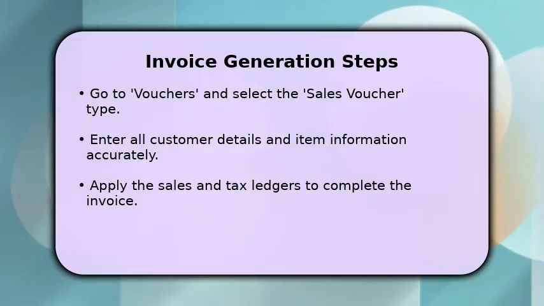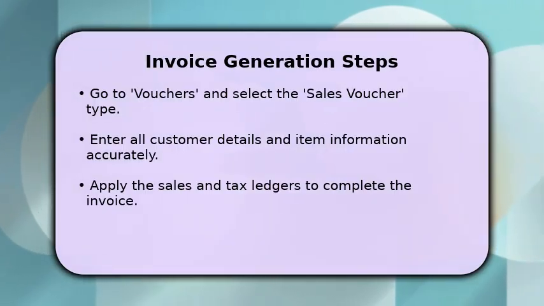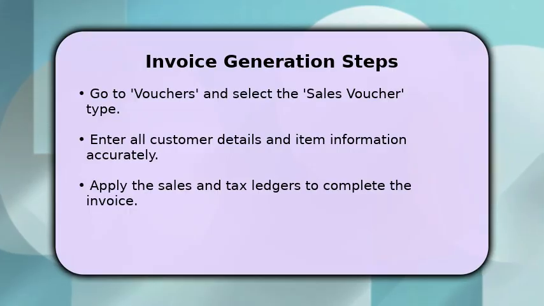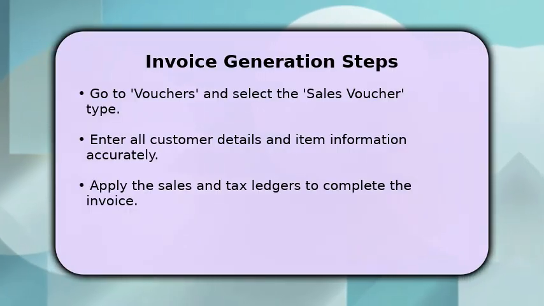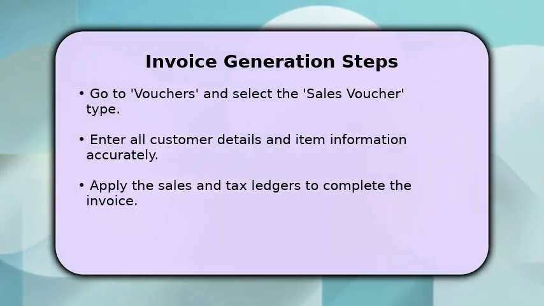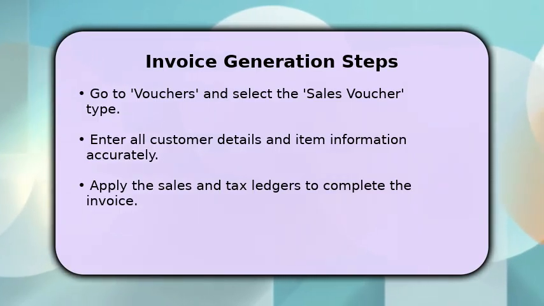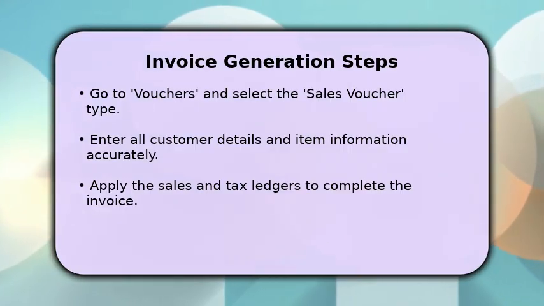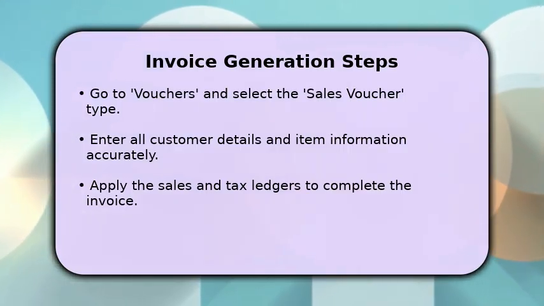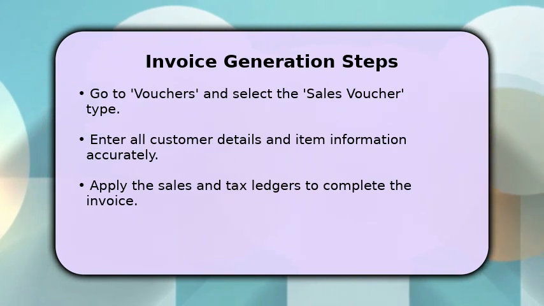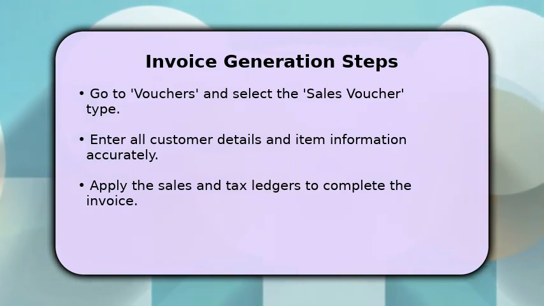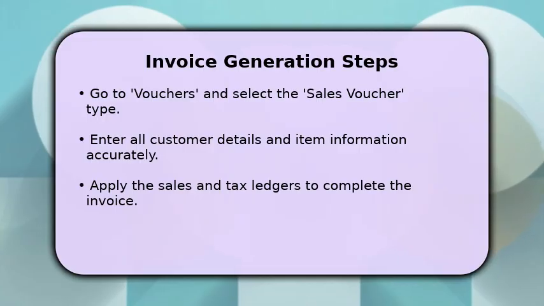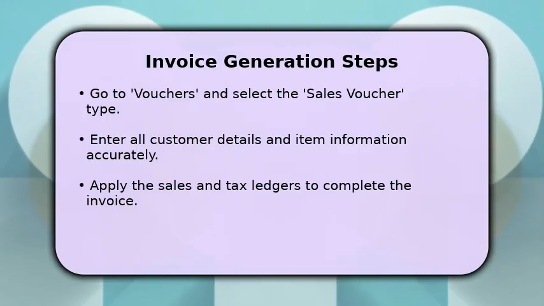Finally, let's generate your tax invoice. From the gateway of Tally, navigate to Vouchers and select the sales voucher type. Input all necessary customer details, including their Goods and Services tax identification number, and then add the item information, including quantities and rates. Apply your sales ledger and then the relevant tax ledgers, like Central Goods and Services Tax and State Goods and Services Tax, to finalize the invoice.